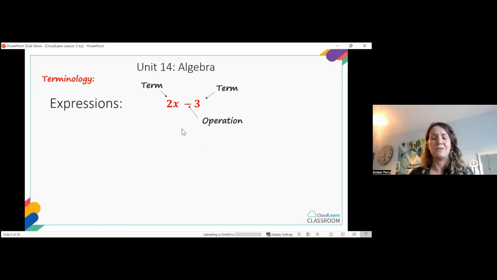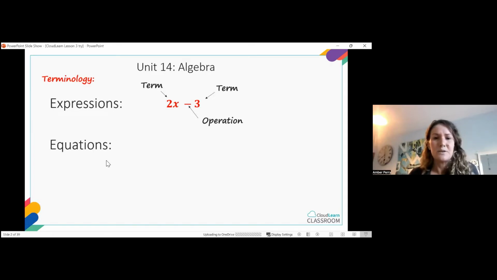That's great, thank you. So, yeah, a couple of terms. A term is just a number and a letter together like this, or it could just be a number, or it could just be a letter like X or Y, something like that. And then we have the operations as well. So that's an expression.